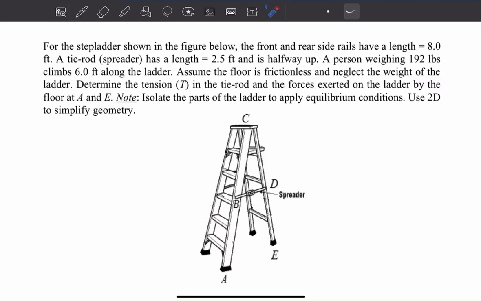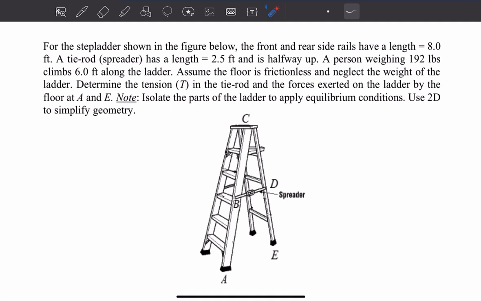Okay, welcome to the fourth example in review of statics. The question reads: for the step ladder shown in the figure below, the front and rear side rails have a length of 8 feet. A tie rod or a spreader has a length of 2.5 feet and is halfway up the ladder. A person weighing 192 pounds climbs 6 feet along the ladder. Assume the floor is frictionless and neglect the weight of the ladder.